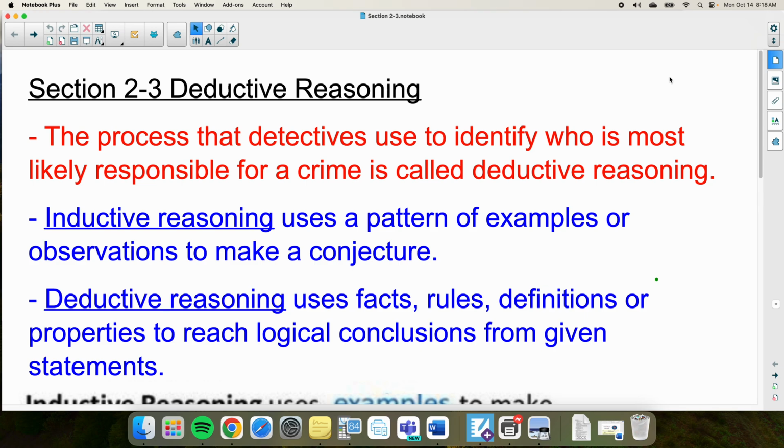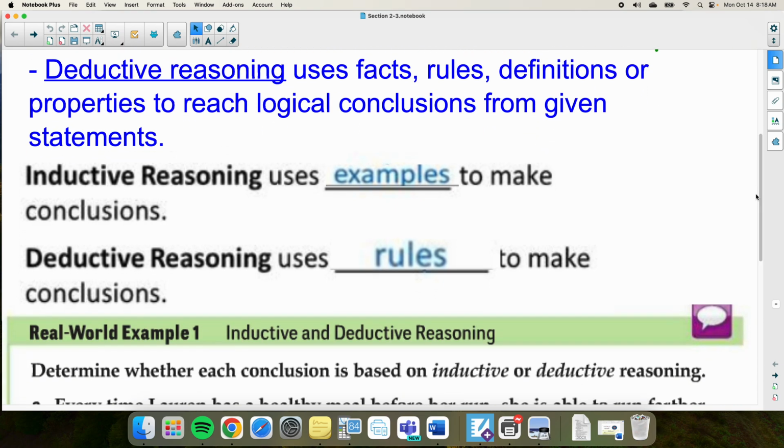Okay, so what we're gonna do today, in the very first lesson of this chapter, we talked about something called inductive reasoning. And with that, you looked at a pattern of examples and tried to come up with the next thing in a series of numbers. With deductive reasoning, you're going to use a fact or a rule, or today we're going to learn 2 laws that you use to reach a logical conclusion, okay?